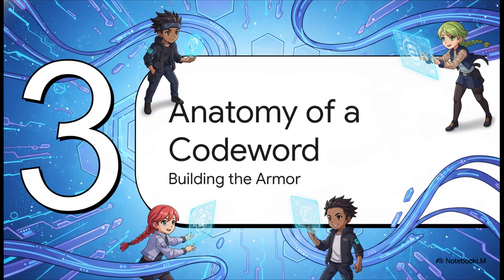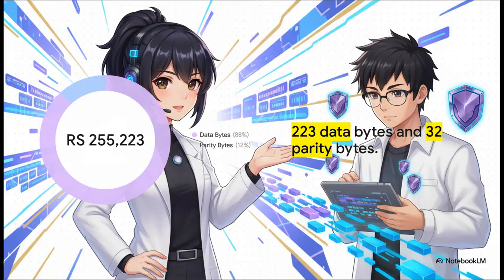Section 3. Anatomy of a code word, building the armor. Let's look at exactly how this data gets bundled up to protect it. Take a really popular configuration of this code, RS-255-223. Imagine a block of data that is exactly 255 bytes long. We slice that into two chunks, 223 bytes of your actual, useful information, the stuff you actually care about, and 32 bytes of protective parity symbols. Those 32 bytes, that is your armor.